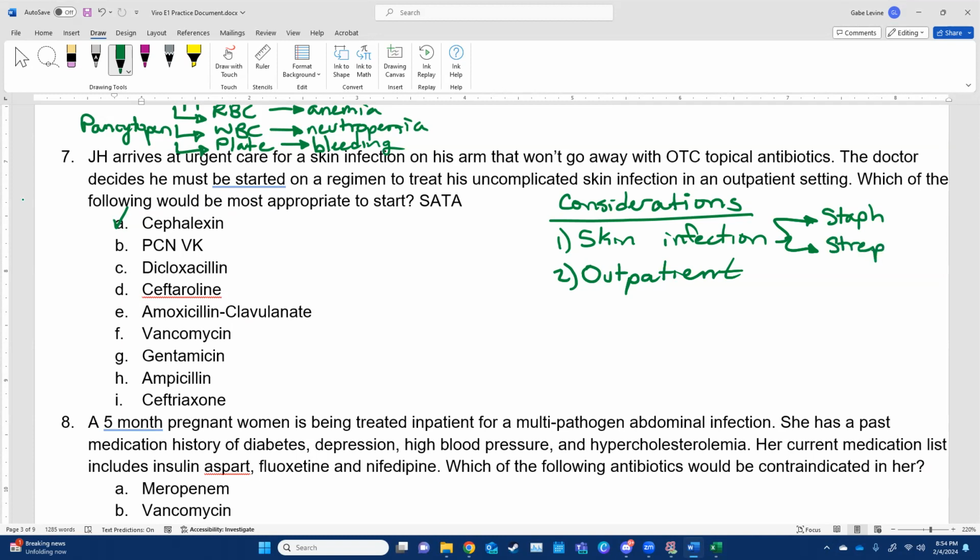Could it be other things? Yes. What is it most likely? It's probably staph. Could it be strep? Possibly. But usually those are the ones that we're going for. All right. When we think about outpatient, what are we thinking about? Oral only.